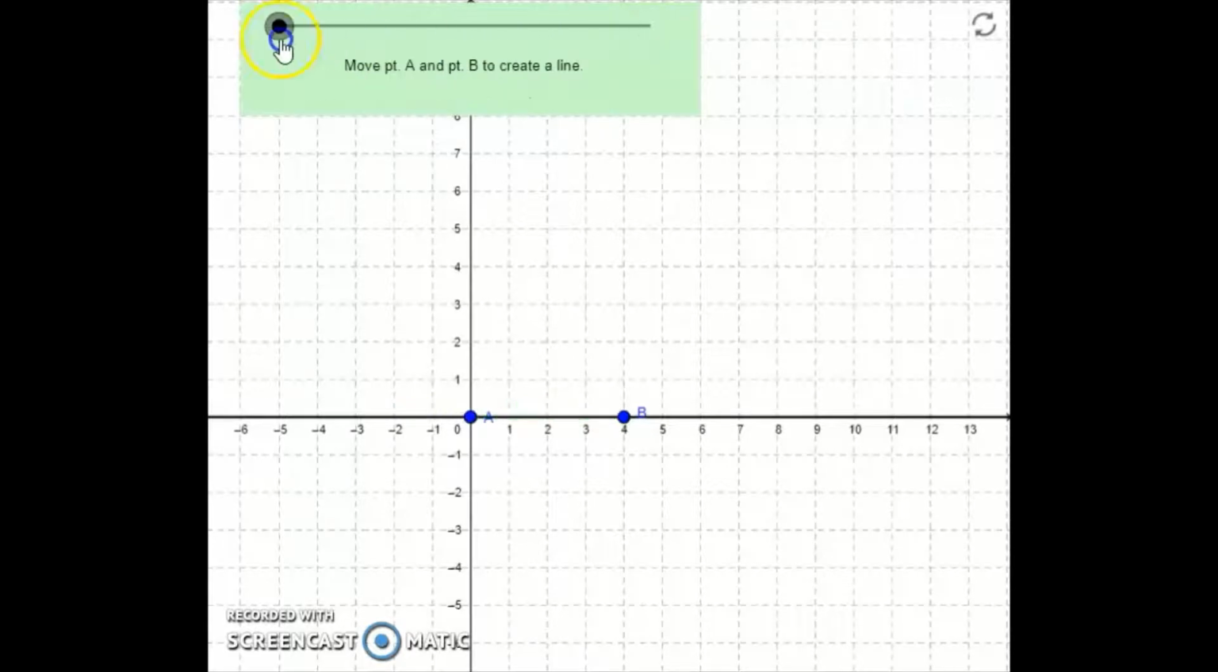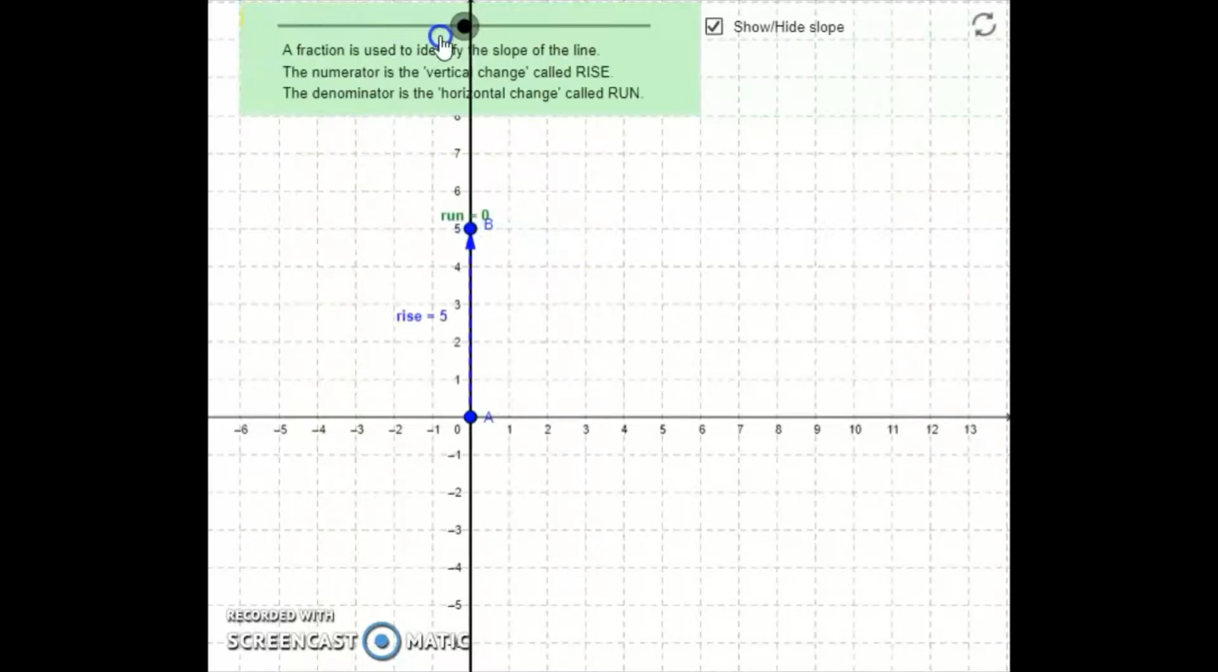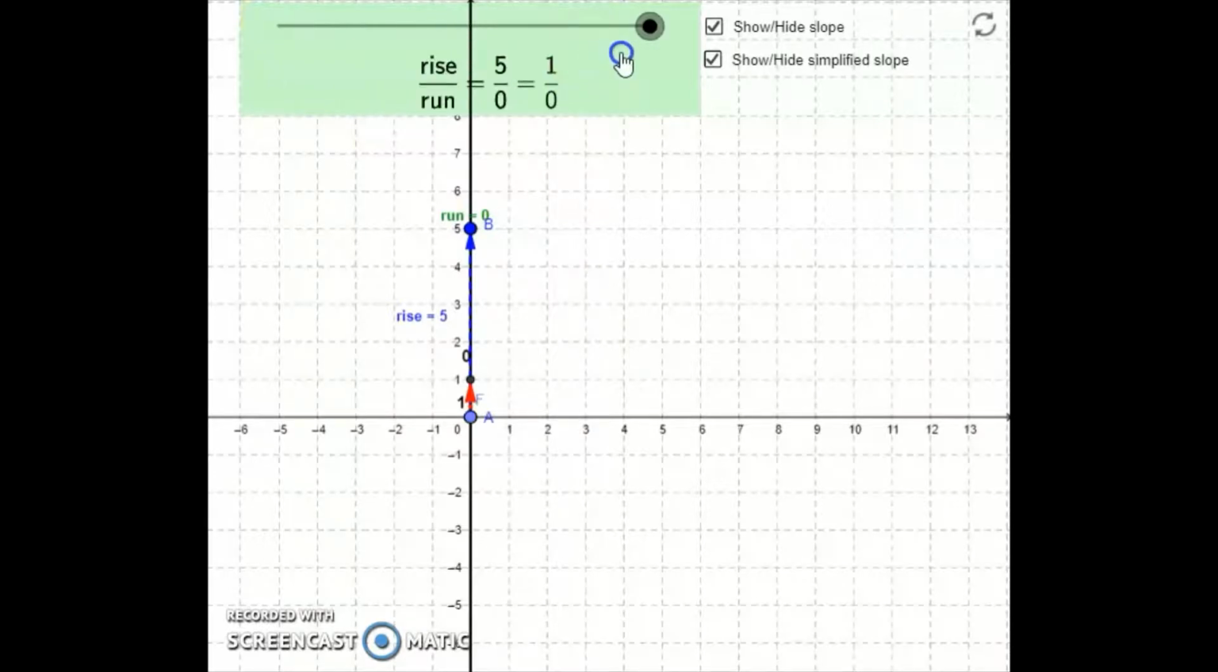Now here's a challenge for you. What about this sort of line here? What's the rise and the run here? 3, 2, 1. Well, the rise is 5 and the run is 0. So we get 5 over 0 and we say the slope is undefined.